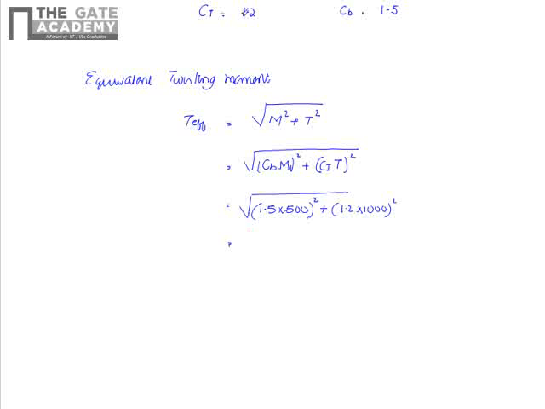So this is not 1.2, this is 2. So this is 2 into 1000. Square root of 1.5 into 500 square plus 2 into 1000 square, this becomes equal to 2136 Newton meter. That is T equivalent or T effective. Thus we can find out what is the equivalent twisting moment coming in the shaft.